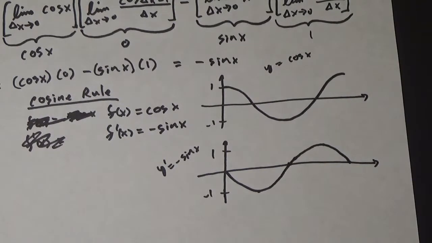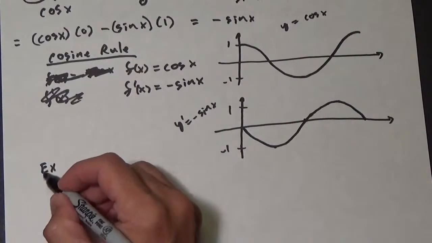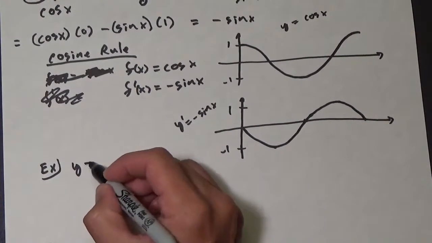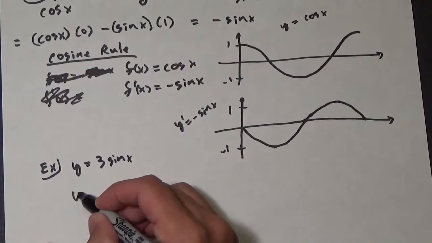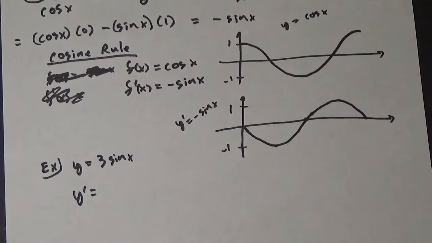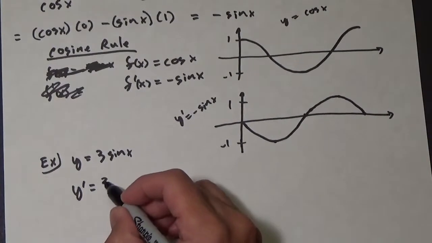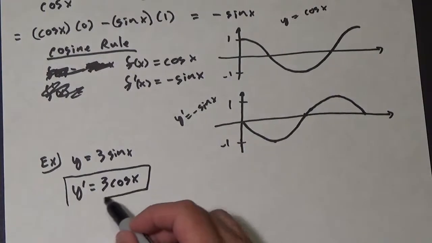Alright, so let's take a look at a couple of examples. So in this example, if we have y equals 3 times the sine of x, and if you want to find y prime, well, we're only multiplying the sine of x by a 3, so we just leave the 3 in front, and the derivative of the sine is the cosine. So this becomes 3 times the cosine of x. That's not too bad.